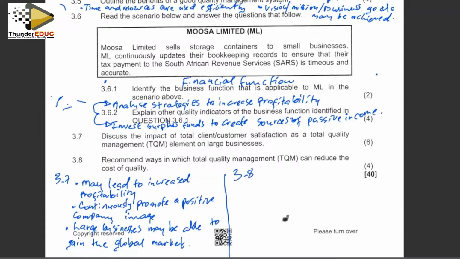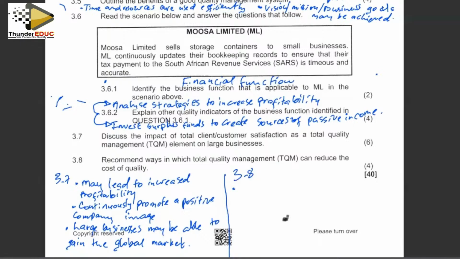So now let's move on to 3.8. So now 3.8 reads as follows. Recommend ways in which total quality management can reduce the cost of quality. Schedule activities to eliminate duplication of tasks. Also work closely with our suppliers to improve the quality of raw materials or inputs.